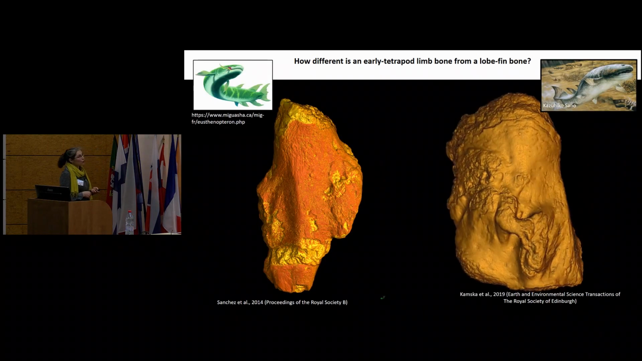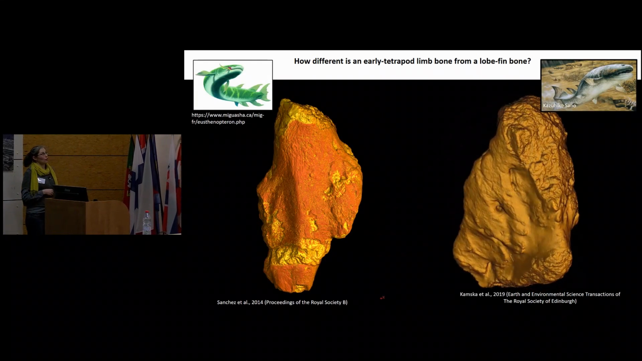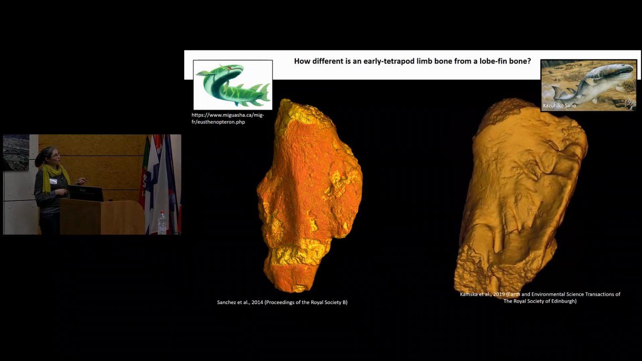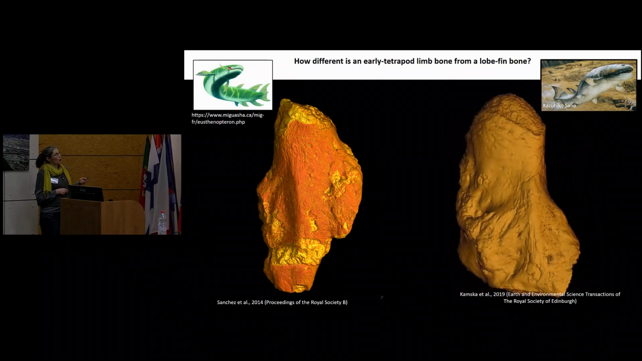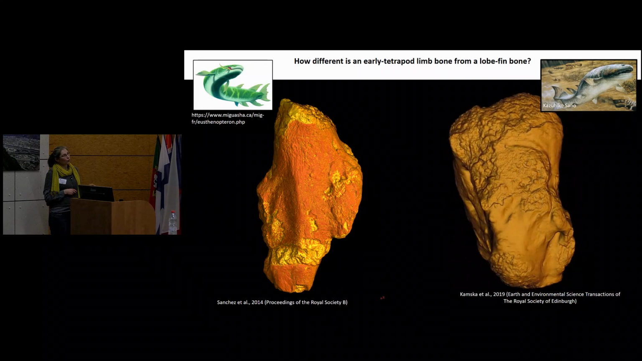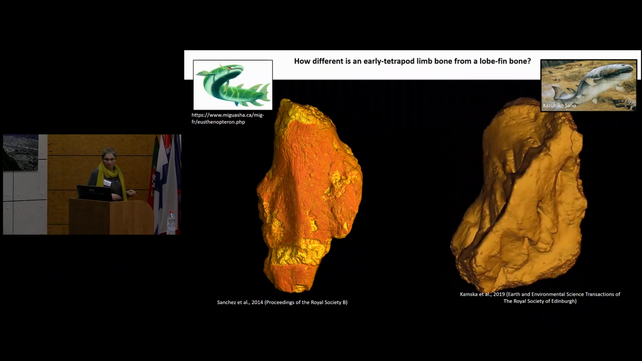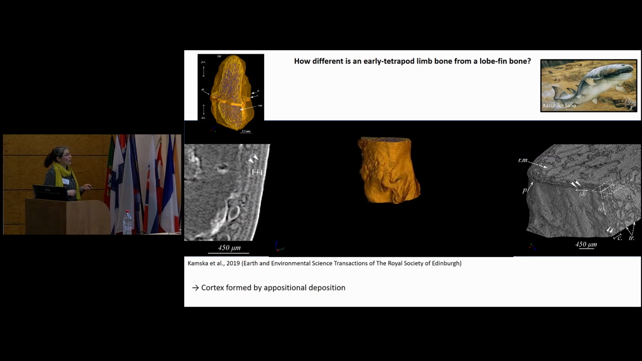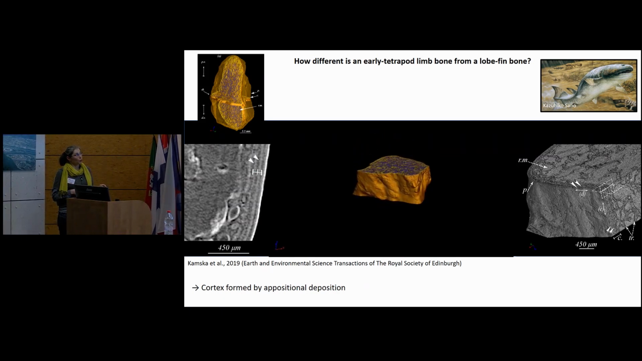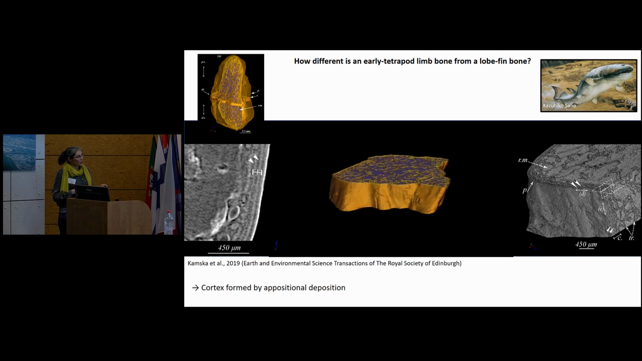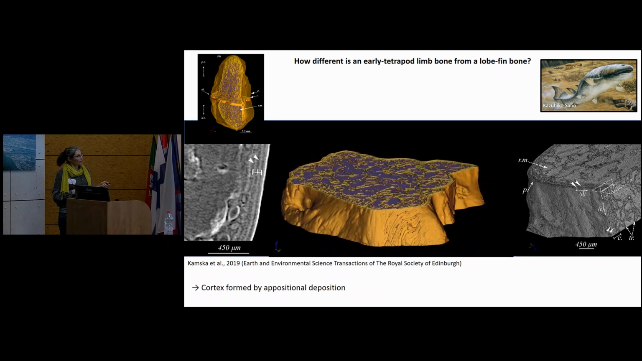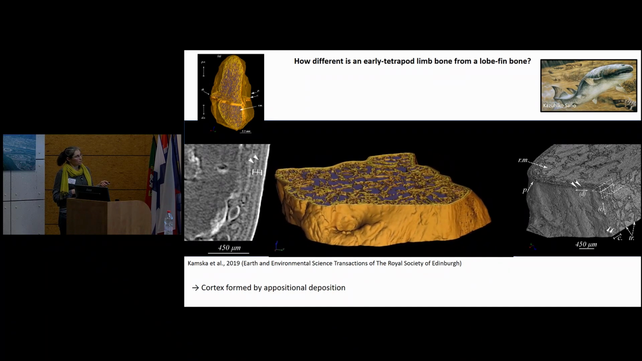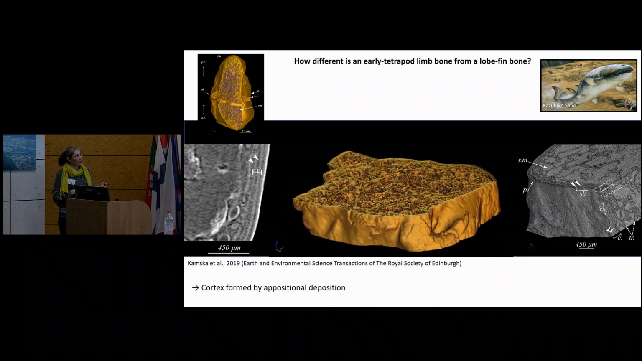So these are the 2 humeri of these lobfin fish. On the left, you have the humerus of Eusthenopteron, and here you have the humerus of Hyneria. If you cut your bone virtually, once again, what you will see is that you have around a very thin cortex, and inside a very spongy bone.